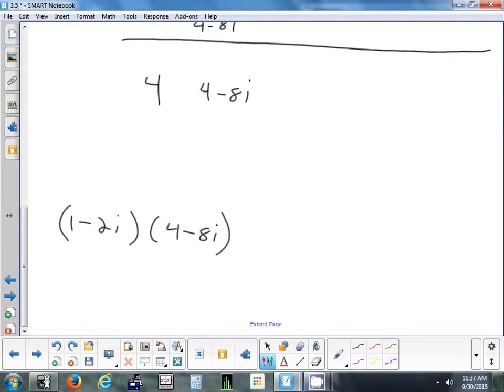All right, so we get 1 times 4 is 4. Minus 8 minus 8 is how much? Minus 16i. And what's negative 2 times negative 8? Start with that. Negative 2 times negative 8 is 16. What's i times i? i squared. What's 16i squared? Negative 16. All right, so 4 take away 16. That gives me negative 12 minus 16i.